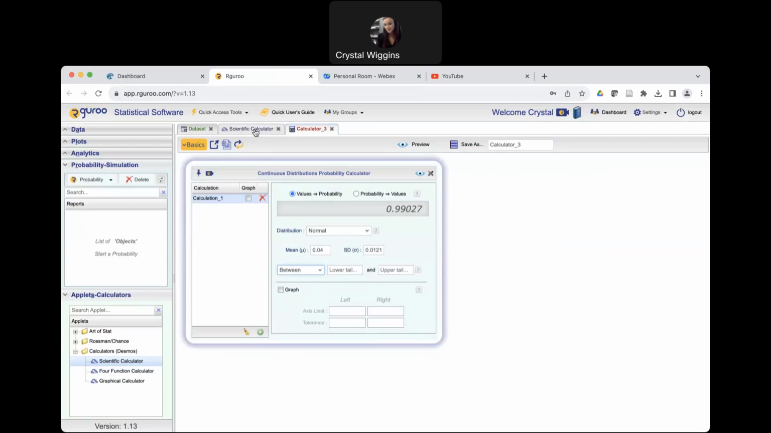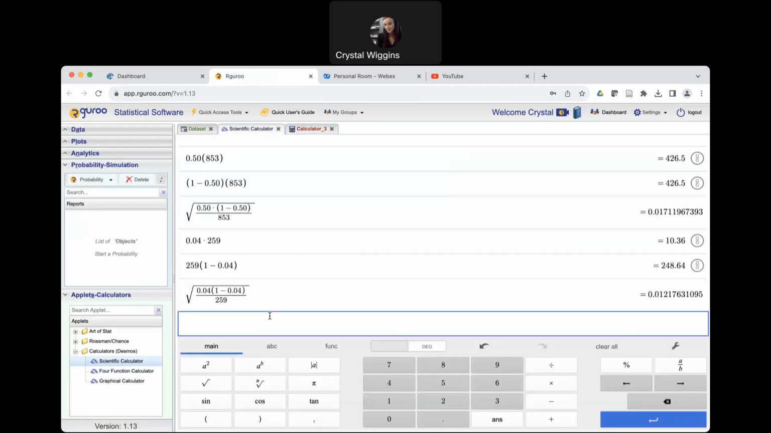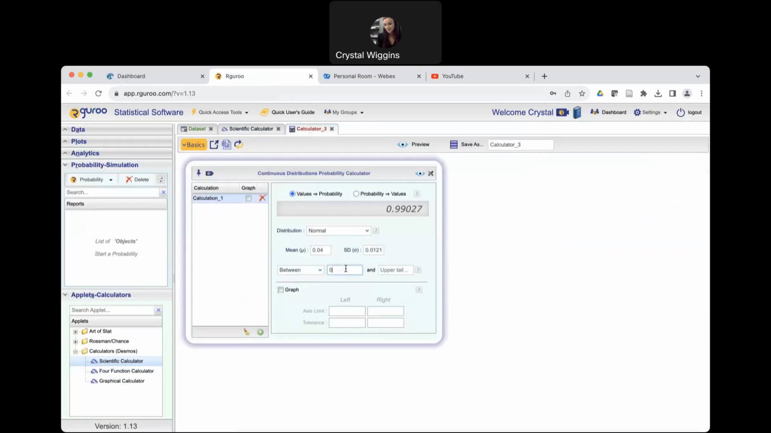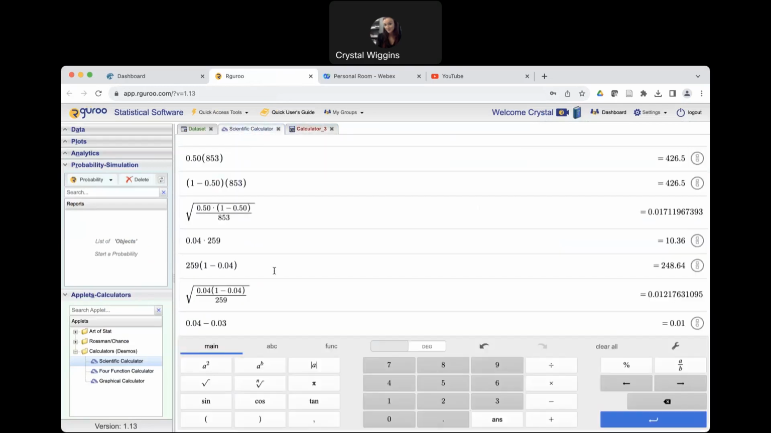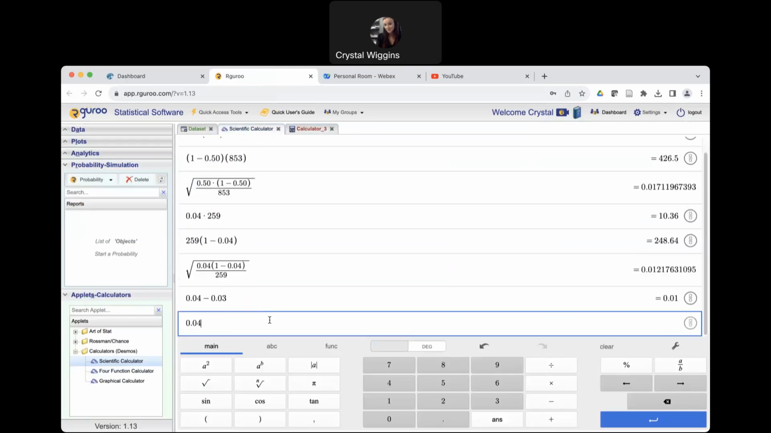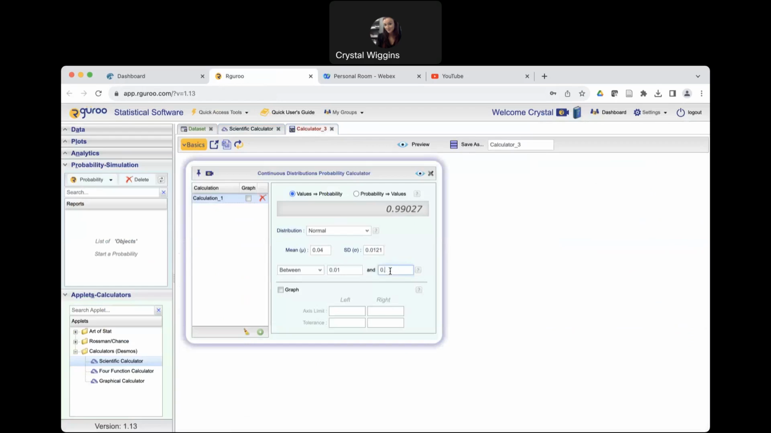I am going to, in my calculator, take 0.04 and subtract 0.03 to get 0.01 as my lower limit. And then I will take my 0.04 and add my 0.03 differ amount to get my upper limit of 0.07. Okay, so now I have my upper and lower limit, and because I want to differ less than the differ amount of 0.03, I want to be between these values, and I click my eyeball for my probability.